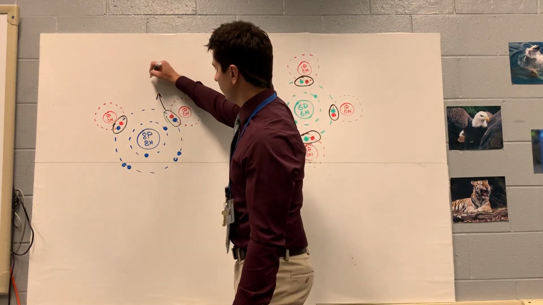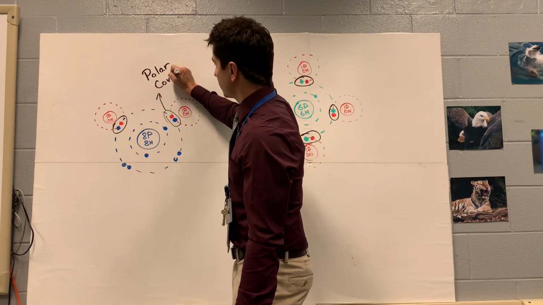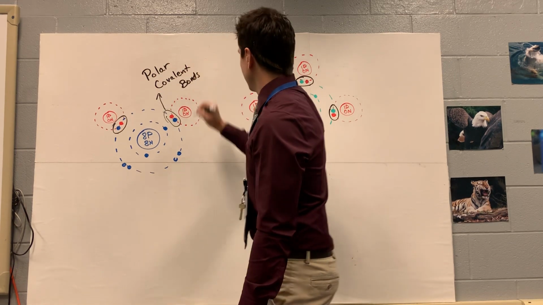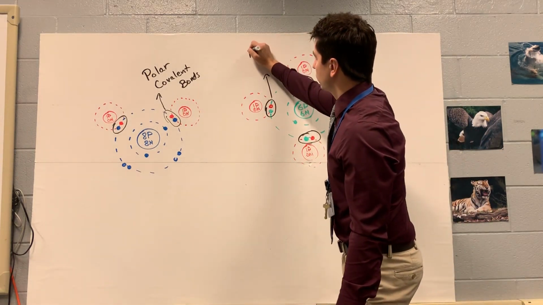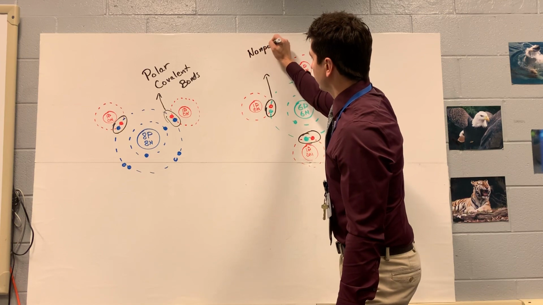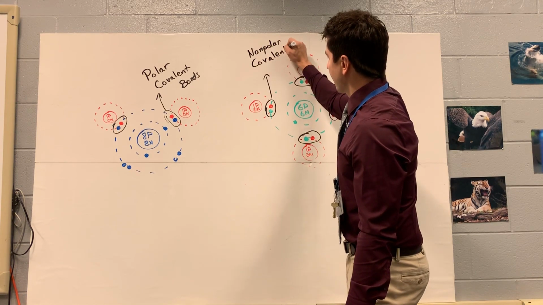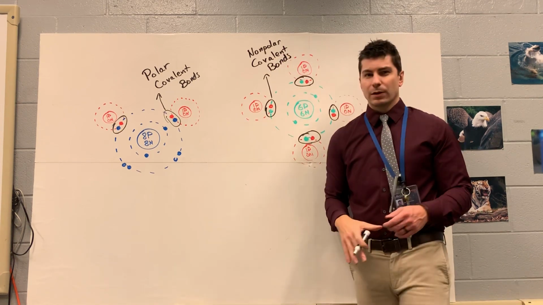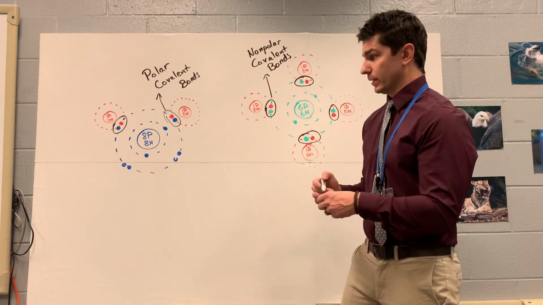These bonds here are called polar covalent bonds. Okay. Now our ones over here, a little bit different. These are called nonpolar covalent bonds. Okay. So let's talk about what is actually happening to make these bonds different between them.